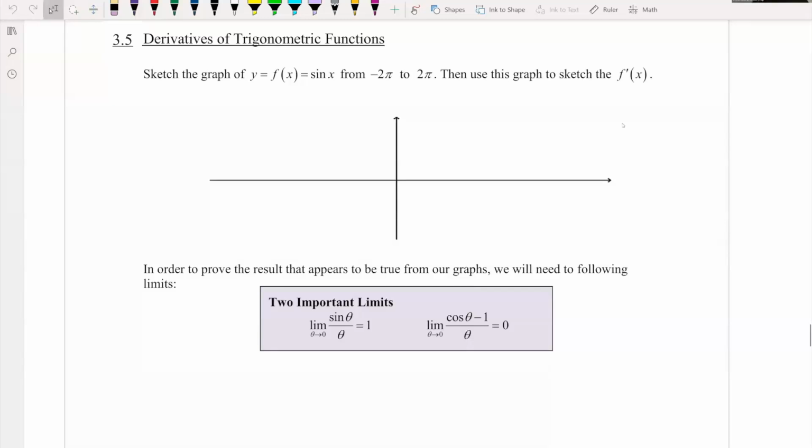This video is going to go through the parts of section 3.5, derivatives of trig functions, that we did not cover in class. It's going to prove one of the limits you see here, and it's also going to go through examples 2 and 3. So be sure to fill those in your notes.